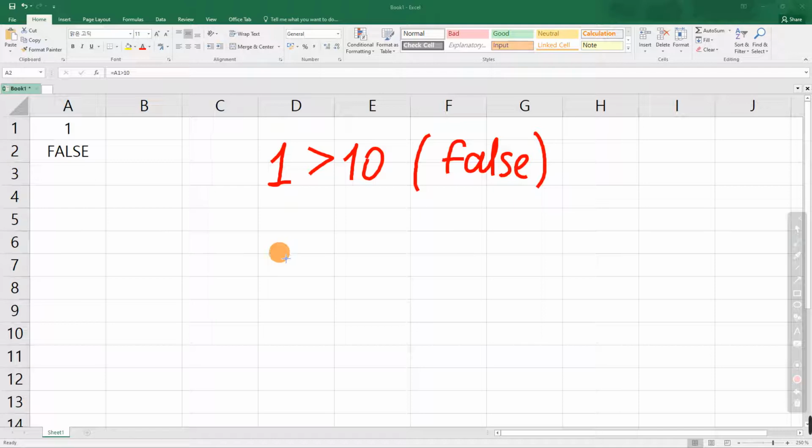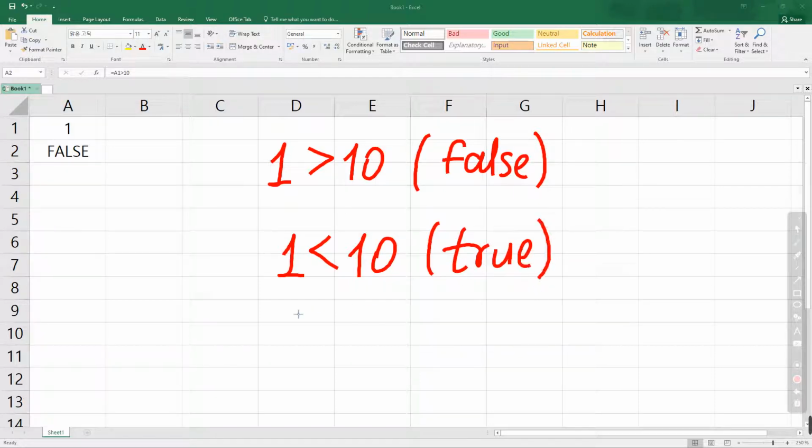Why? Because 1 is less than 10, in fact, right? So if you say 1 is less than 10, then it will be true, right? True, or correct. This is wrong.